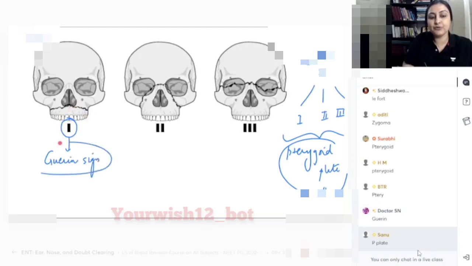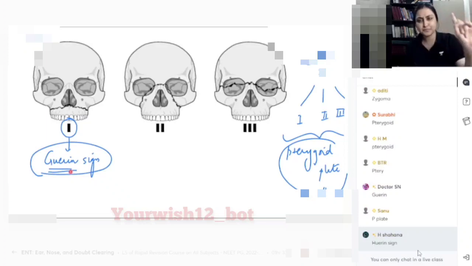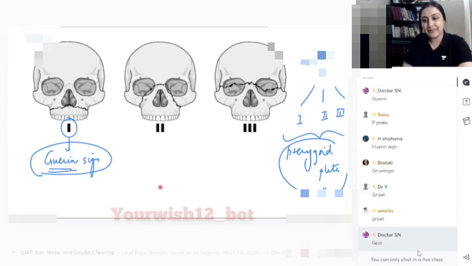So why I brought Le Fort here is the third G. What two things did we see? Gradenigo syndrome. We saw Grisel syndrome, and now we see the Guerin sign. So I just brought them together so that you don't mix them up. Okay. So what will happen in Guerin sign?